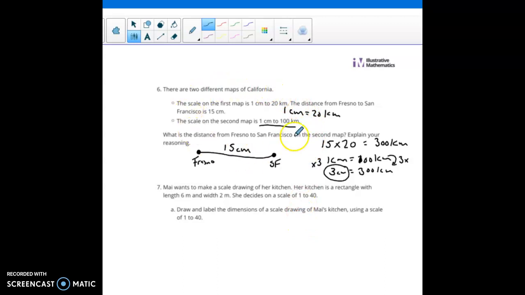Okay. Again, for this problem, I know I went through that fast. A couple different steps. Trying to find the distance on the second map. First thing I need to do is find the actual distance, which means distance in real life, which we found as 300 kilometers. Then step 2 was to do this piece here. If you have any questions, please let me know.